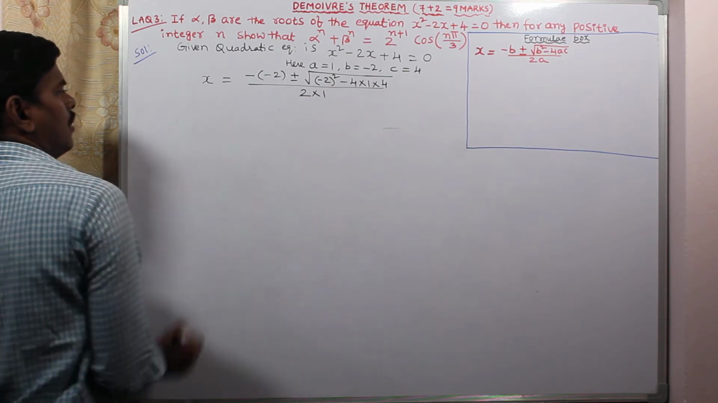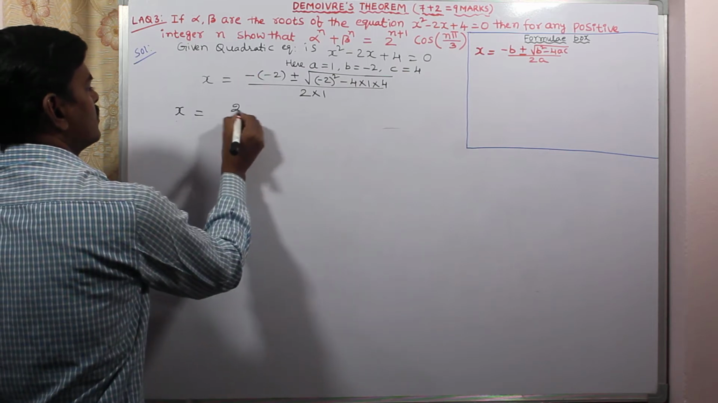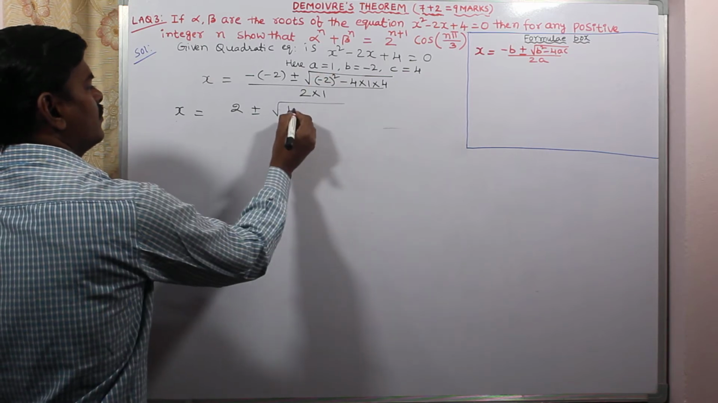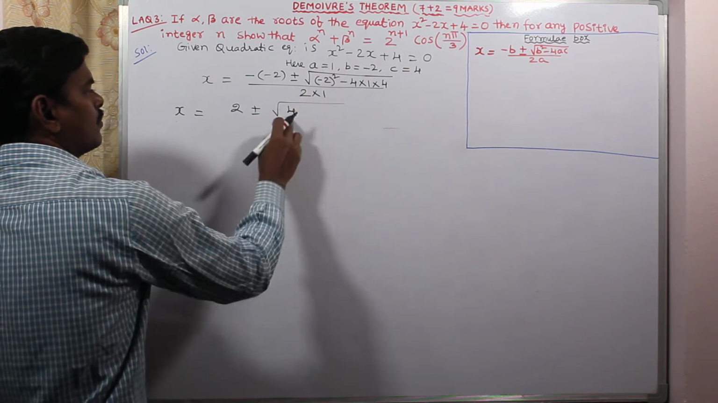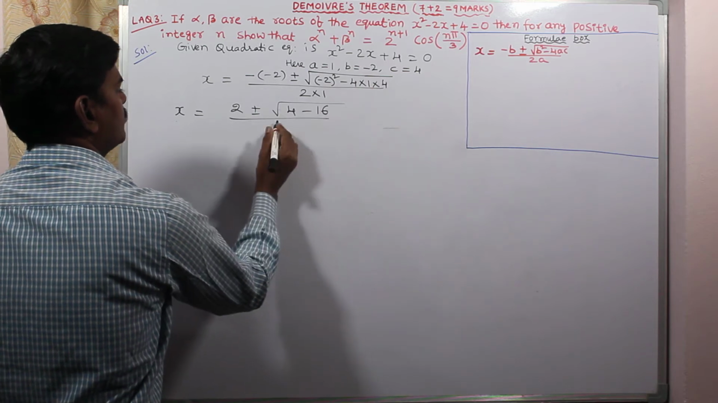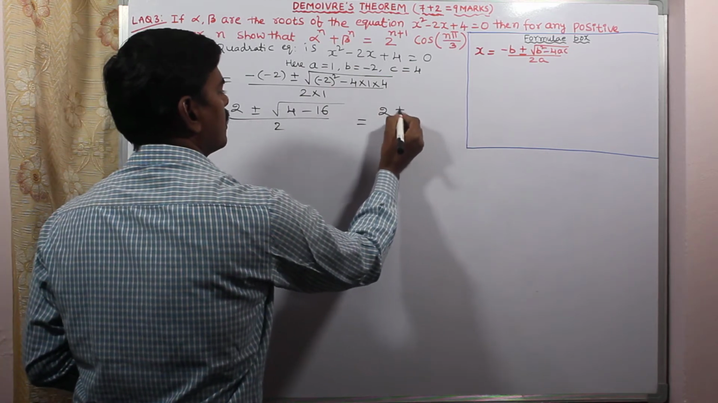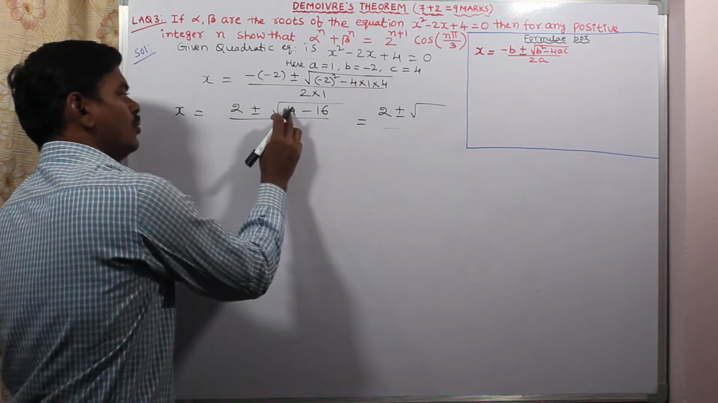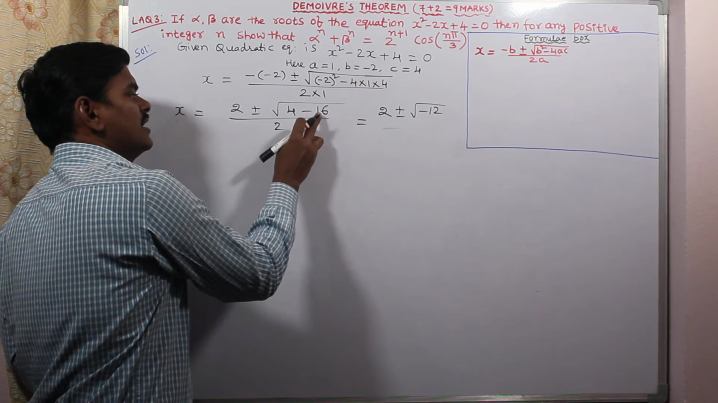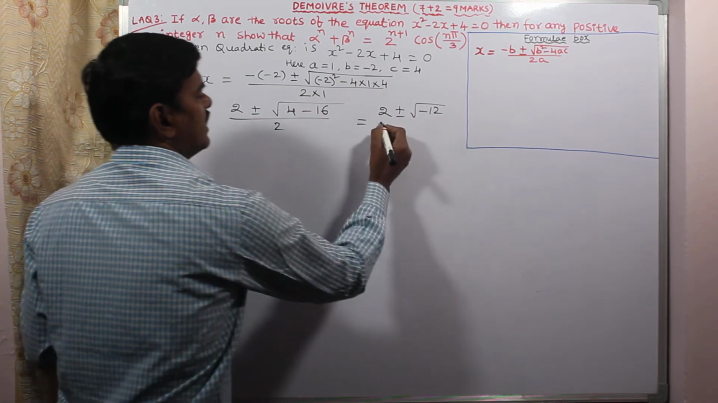After simplification, we will get x equals minus into minus 2, that is plus 2, plus or minus root over minus 2 whole square, that is 4, plus 4 into 1 into 4, minus 4 fours are 16, divided by 2. So 2 plus or minus root over 4 minus 16, that is minus 12, because the bigger number's sign is minus, so we get minus for the result, whole divided by 2.